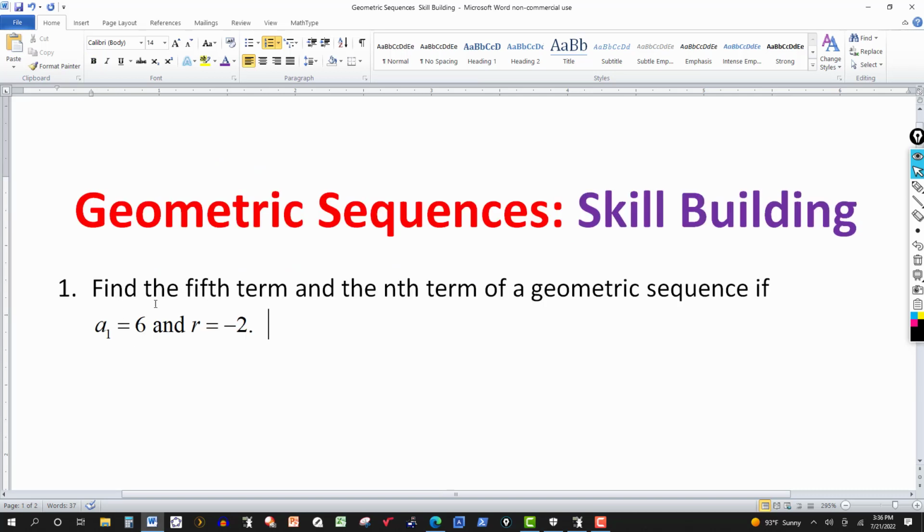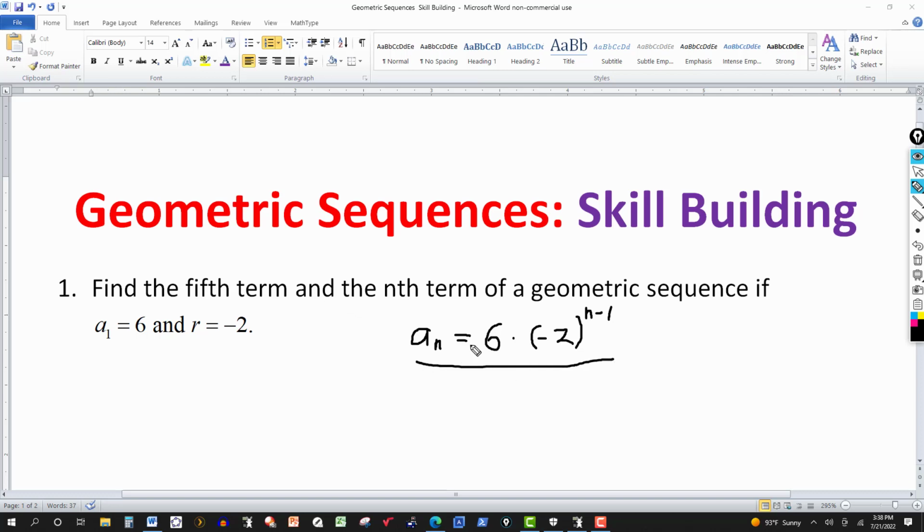Okay, so let's look at the first one. It says find the fifth term and the nth term of a geometric sequence if the first term is 6 and the common ratio is -2. So the nth term sets up this way: a sub n, and its first term, which is given to be 6, so this will be 6 times the common ratio, which is given here to be -2, in parentheses, to the n minus 1 power. Again, in these problems, n is understood to be a positive integer, or a counting number, usually starting with 1. a1 is your first term. So this is the formula for the nth term.